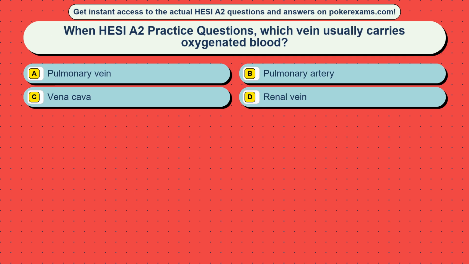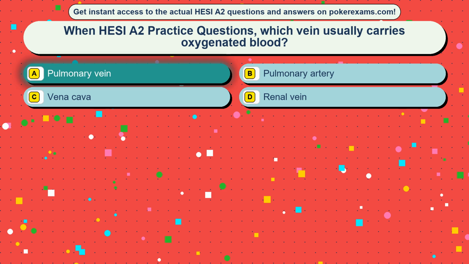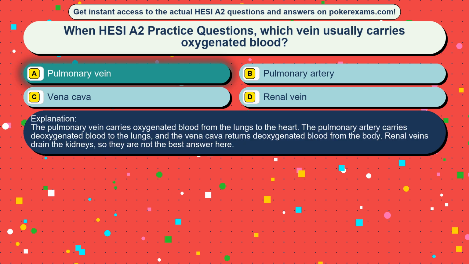Question 49. In HESI A2 practice questions, which vein usually carries oxygenated blood? Option A, pulmonary vein. Option B, pulmonary artery. Option C, vena cava. Option D, renal vein. The correct answer is option A, pulmonary vein. The pulmonary vein carries oxygenated blood from the lungs to the heart. The pulmonary artery carries deoxygenated blood to the lungs, and the vena cava returns deoxygenated blood from the body. Renal veins drain the kidneys, so they are not the best answer here.